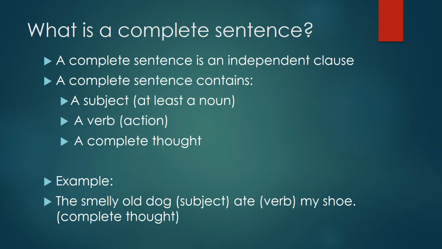An example of a complete sentence is, the smelly dog ate my shoe. So, the smelly old dog is the subject here. Ate is an action word or a verb. My shoe gives the sentence a complete thought.